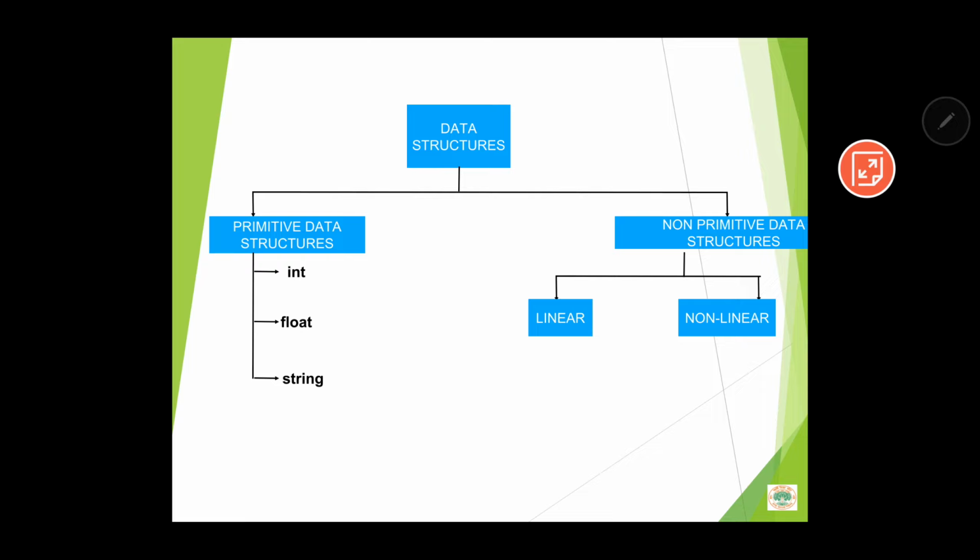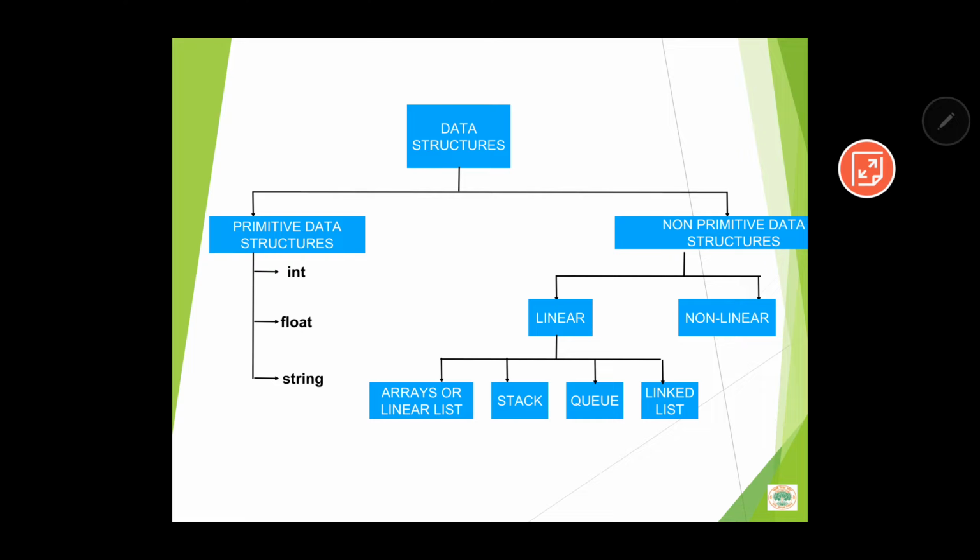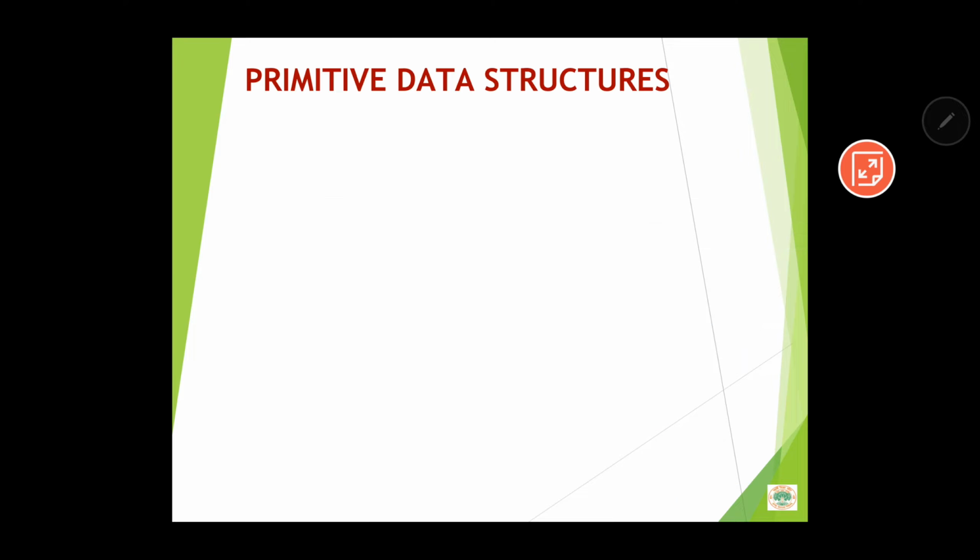If elements are stored in a sequence, then it is called a linear data structure. If they are not stored in a sequence, then it is said to be a non-linear data structure. Examples of linear data structures are arrays or linear lists, stacks, queues and linked lists. Examples of non-linear data structures are trees and graphs. Let's try to discuss them in a little bit more detail.